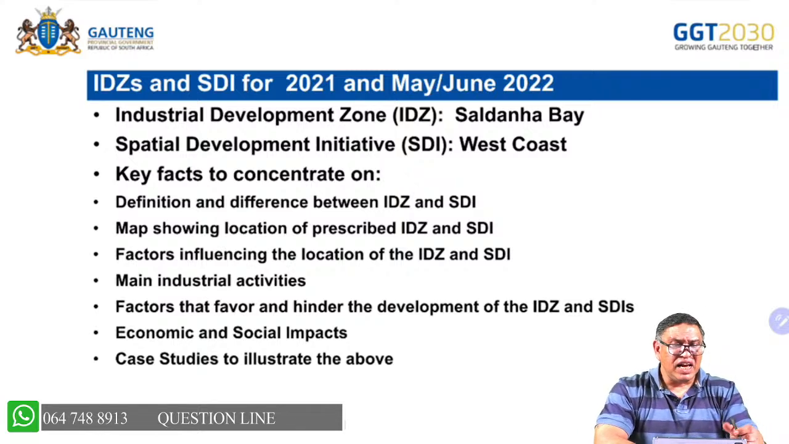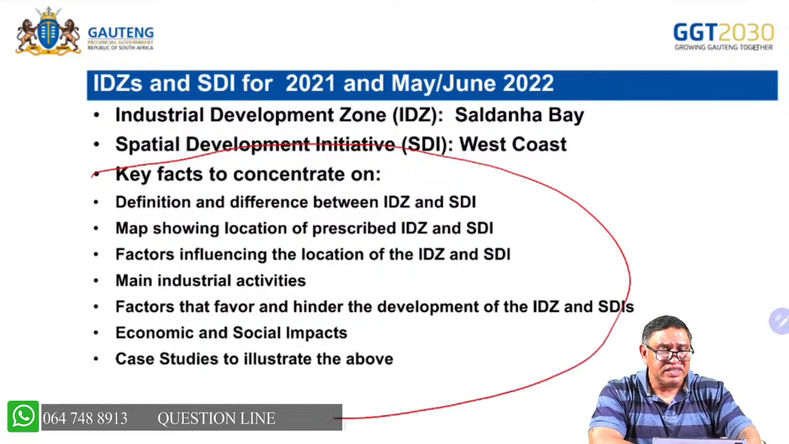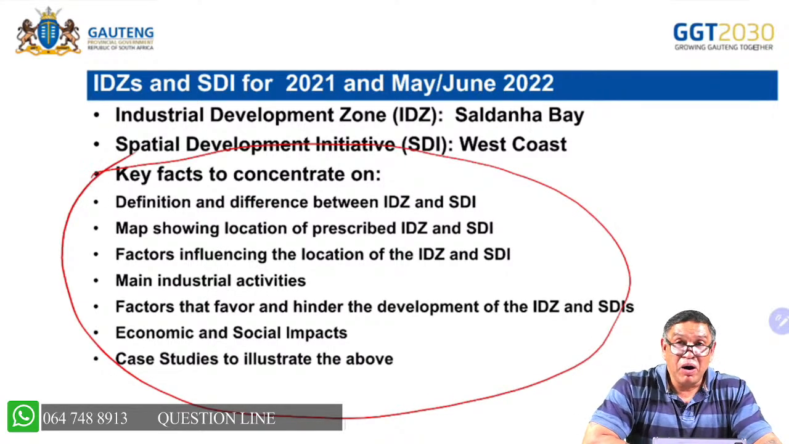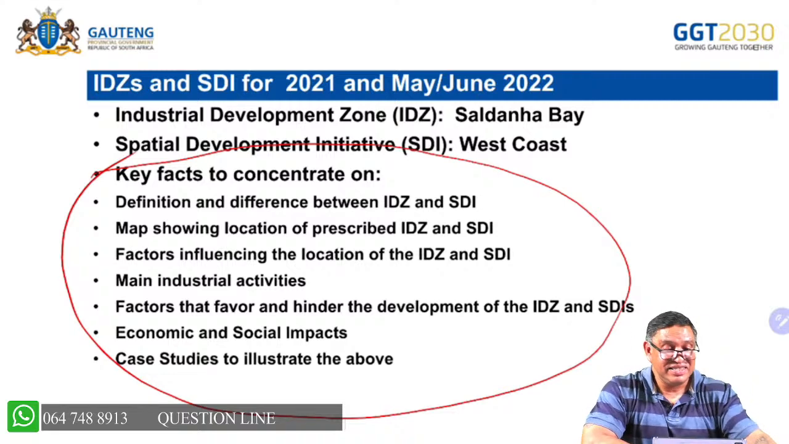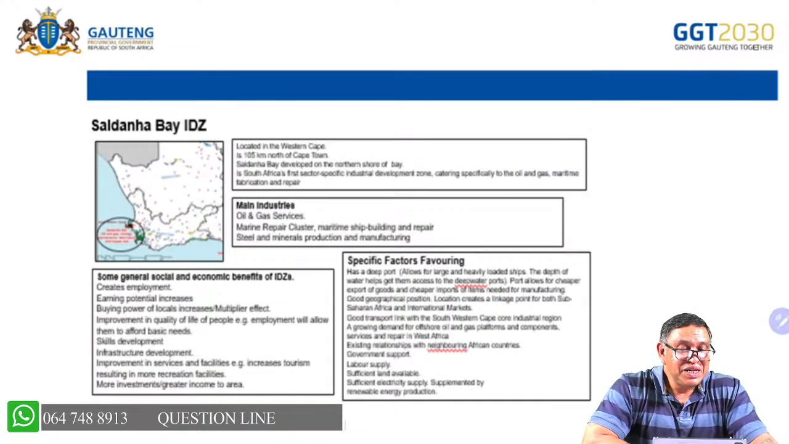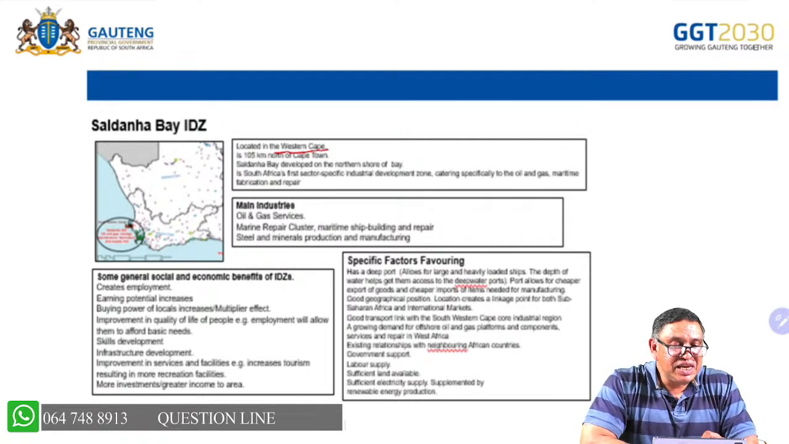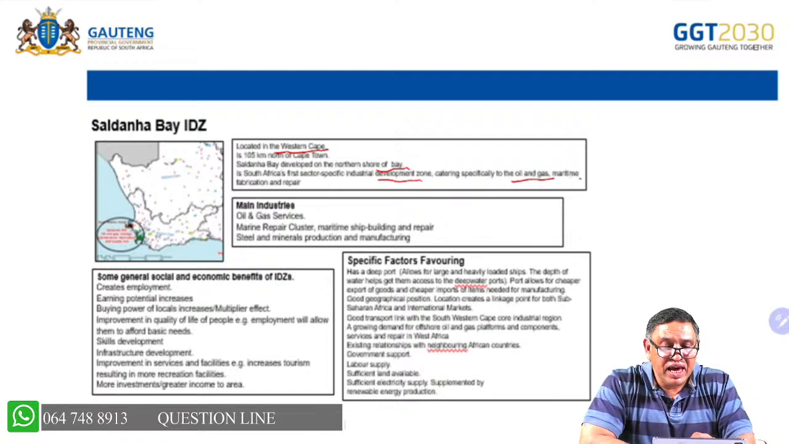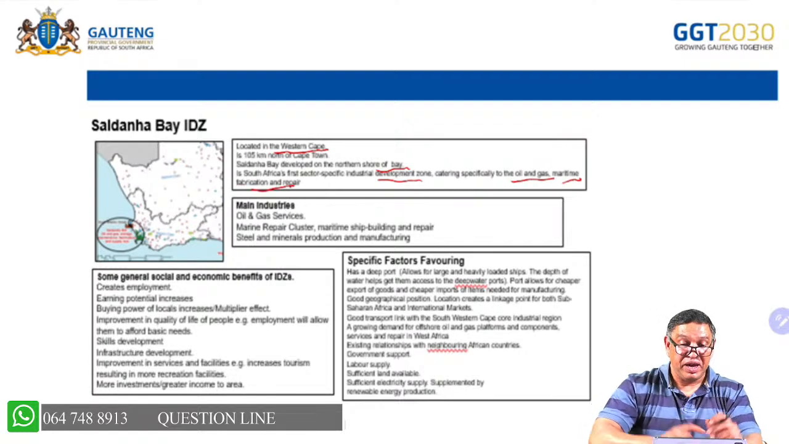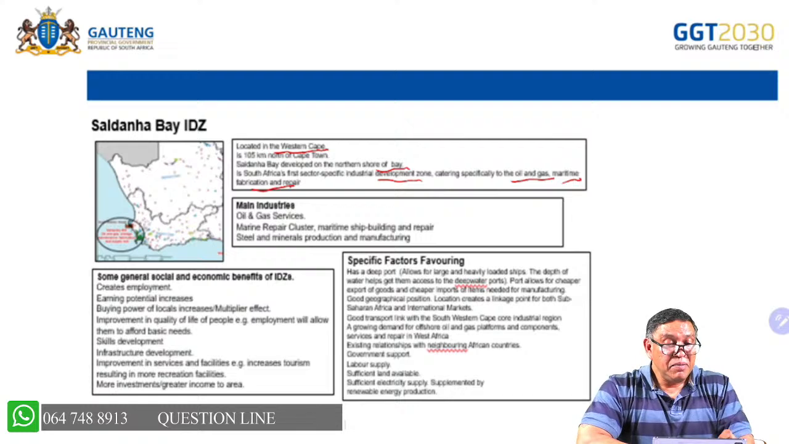And then, of course, it does it very clearly for you here, learners, what you need to study about the different SDIs and IDZs. Okay? Like the Saldanha Bay. Can you see? Location: Western Cape, the IDZ. Developed on the northern shore of the bay. All right? Specific industrial zone catering for oil and gas, maritime, fabrication and repair. It's specific what it does. Main industries: gas and oil, marine repair, steel and mineral production.